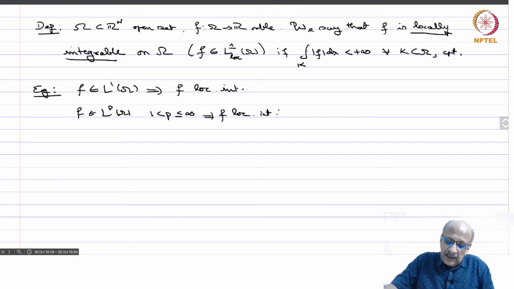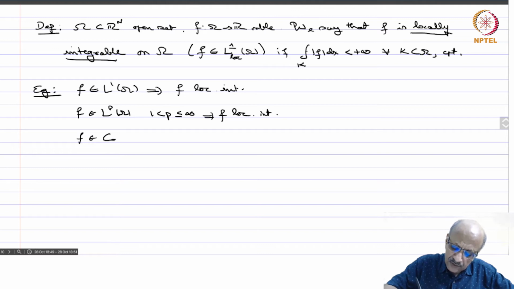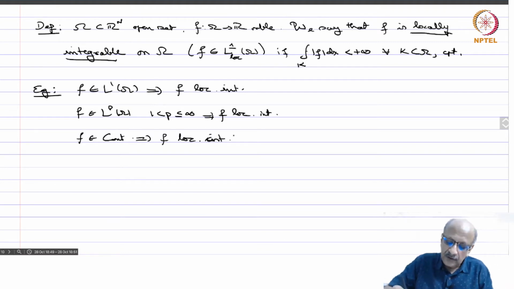Because if it is L infinity, it's a bounded function, and a bounded function is always integrable on any compact set because compact sets have finite measure. And if it's in L^p, then it's L^p on any compact set also, and compact sets have finite measure. We have seen that it is then L^1 on a compact set. Okay, then if f is continuous, f continuous implies that f is locally integrable, because here also it is bounded, and therefore any continuous function on a compact set is bounded, and therefore it is locally integrable.